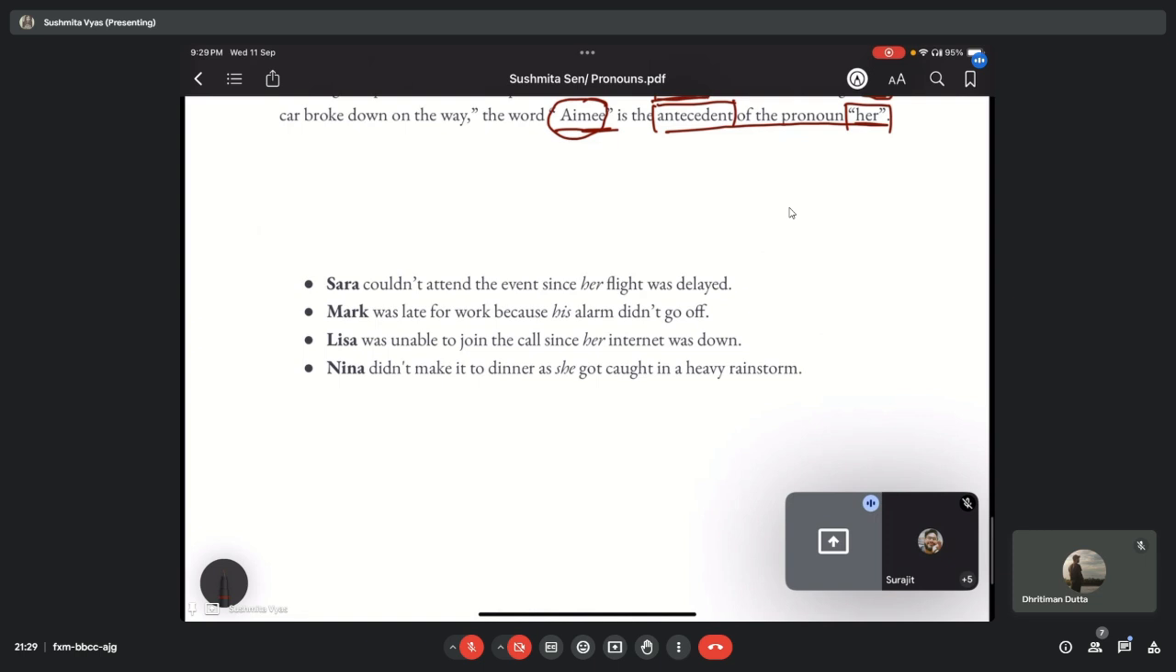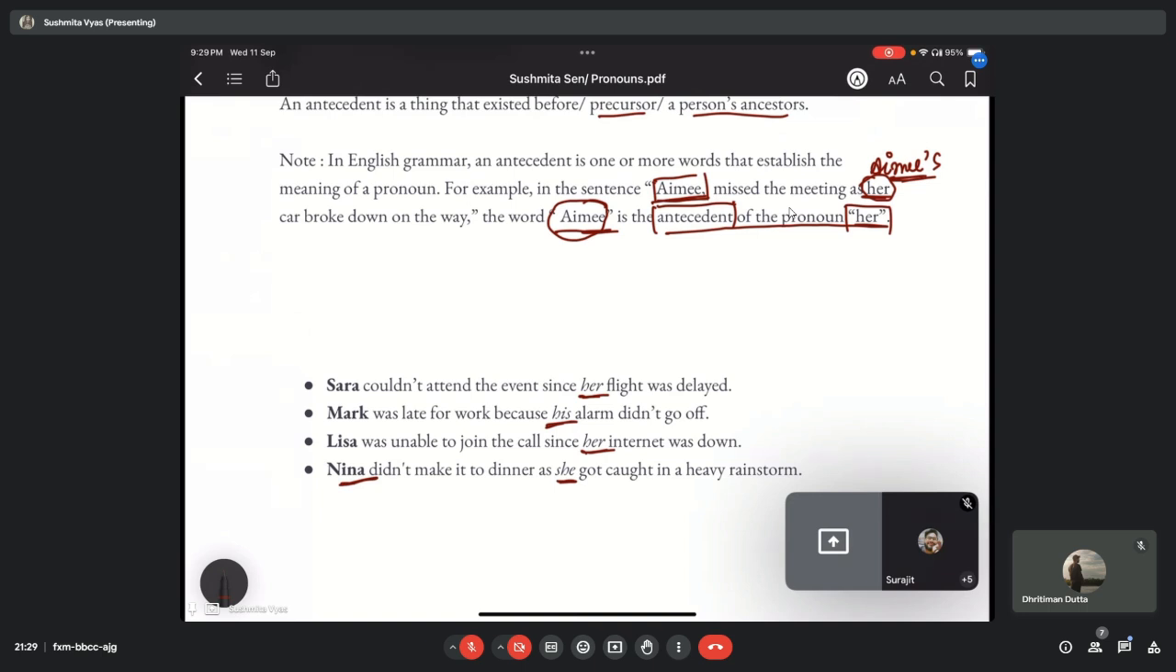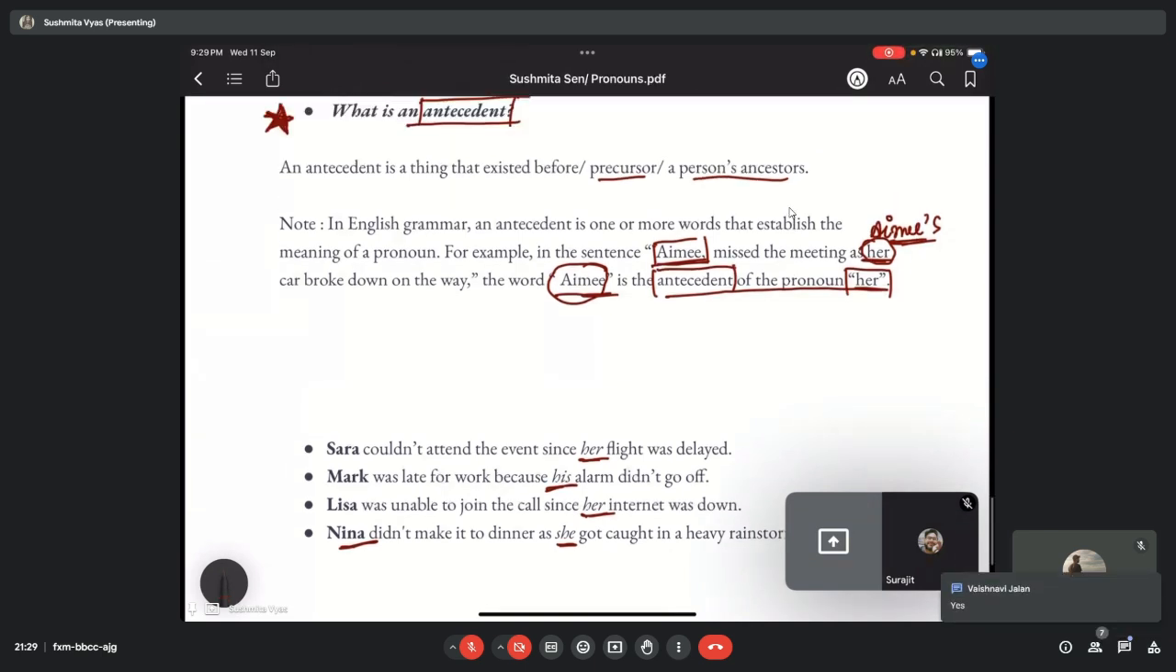So these are some examples here. Sarah is the antecedent of the word her. Mark is the antecedent of the word his. Again, Lisa is the antecedent of the word her. Nina is the antecedent of the word she. Nina didn't make it to dinner as she got caught in a heavy rainstorm. Okay. Is it clear so far? All right.